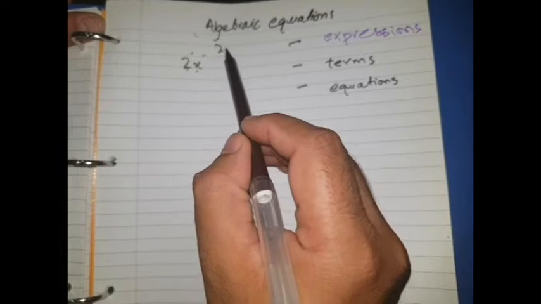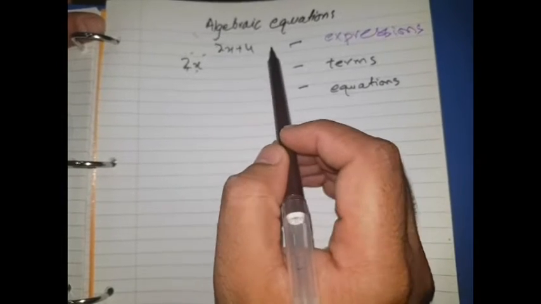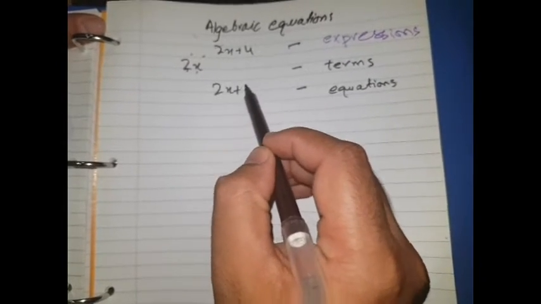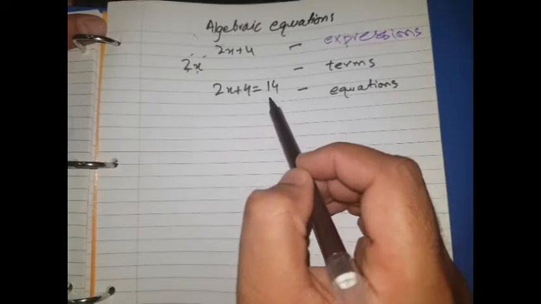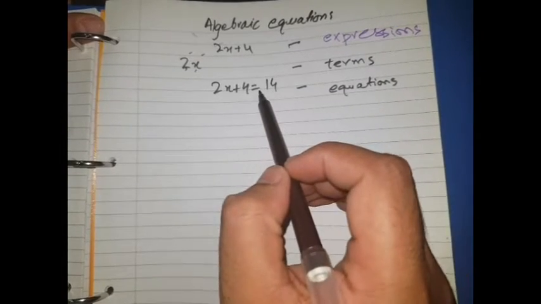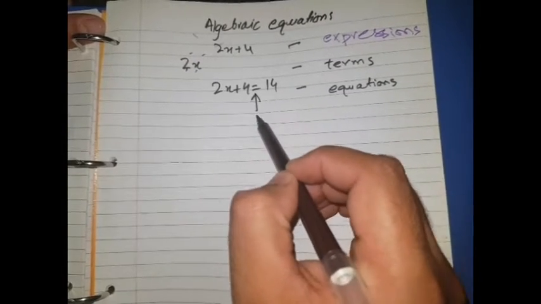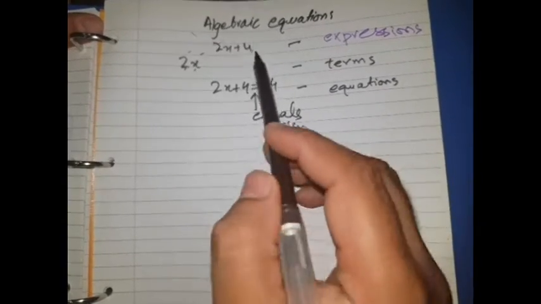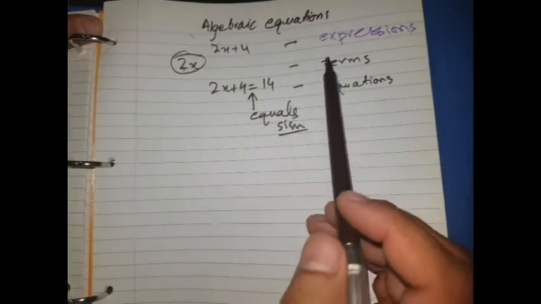If I have 2 and x, this is a simple expression which is made up of terms. 2 and x are terms which combine to make expressions. 2x plus 4 is still an expression which has terms. We're using terms, we made an expression. If I say 2x plus 4 is equal to 14, in this case this is an equation, because I'm using the equals sign. If the equals sign is there, it is an equation. So we have expressions and then we have equations.